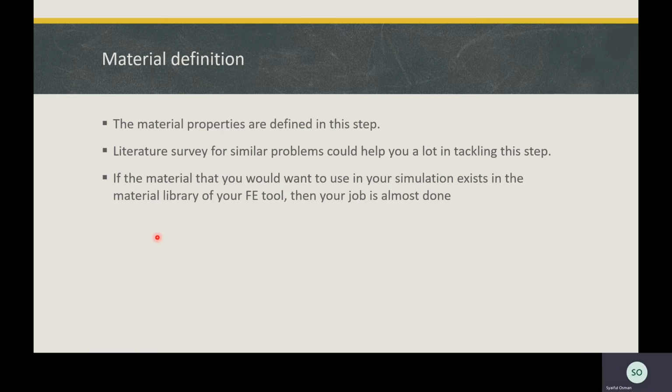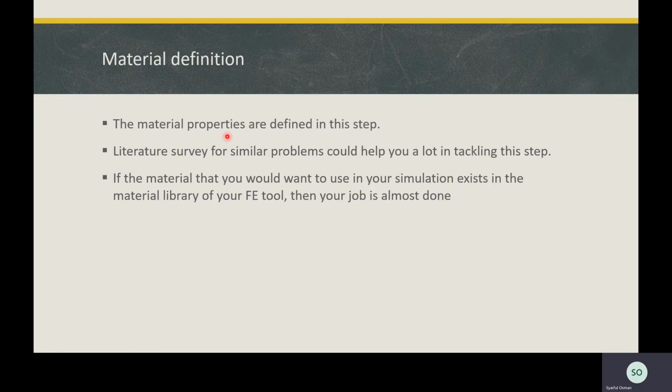The next step in finite element analysis is material definition. The material properties are defined in this step, and these material properties depend on the type of analysis that we need to carry out. A literature survey for a similar problem could be very helpful. It could help you a lot in tackling this step.